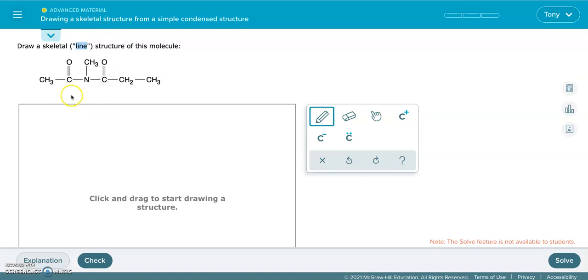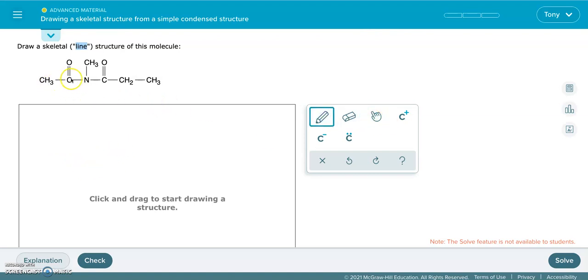The main take-home message about skeletal structures is that carbons and hydrogens become quote-unquote invisible. They are just represented by the lines that we draw. And we assume that every time we've got something like this, the end represents a carbon if there's no label on it, and the proper number of hydrogens are assumed to be there. So this line right here would represent a CH3 right here and a CH3 right here. That's sort of what this represents. So I'm going to delete that for now.